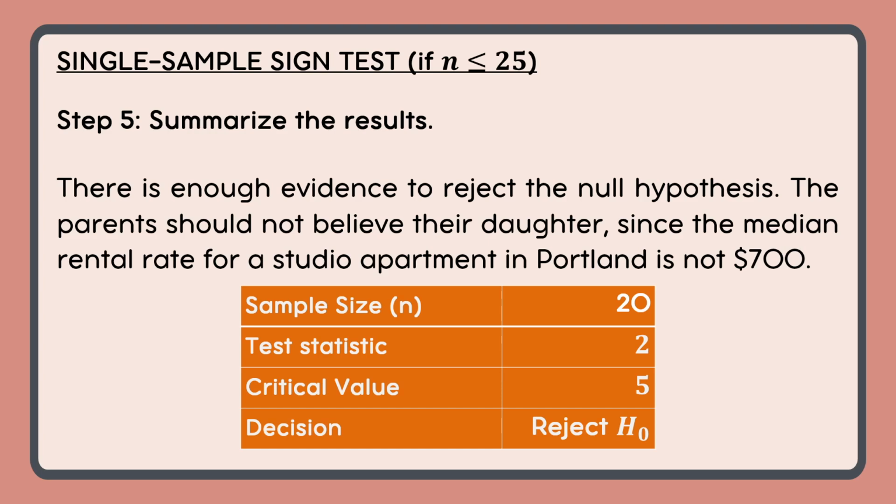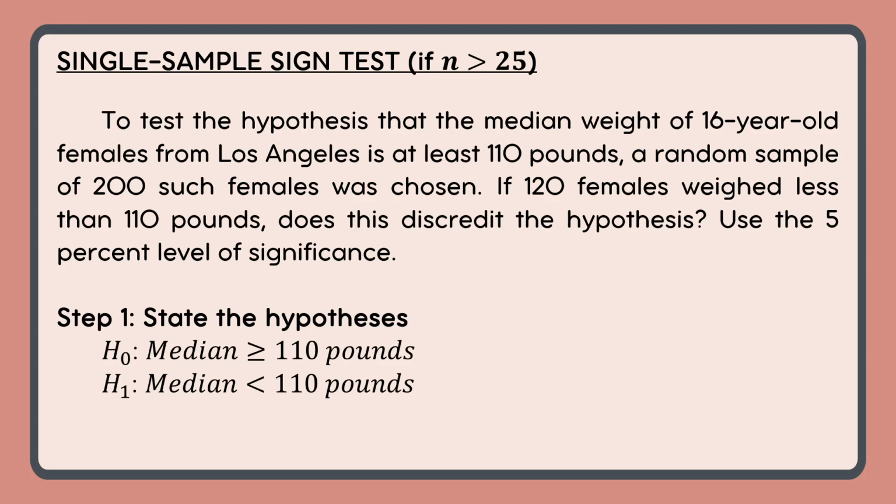So here is the summary of our data. So that's the single sample sign test for a sample size of less than or equal to 25. Now let us have an example for a single sample sign test if the sample size is greater than 25.